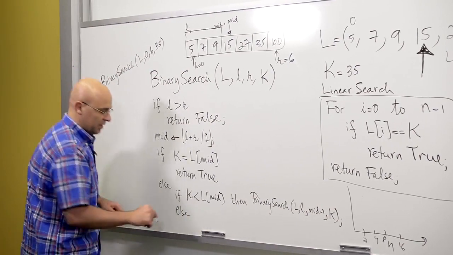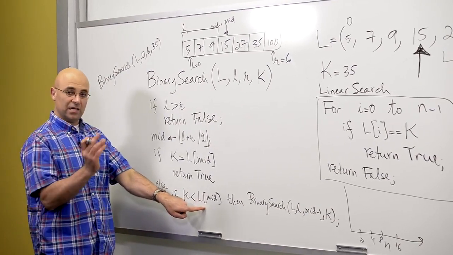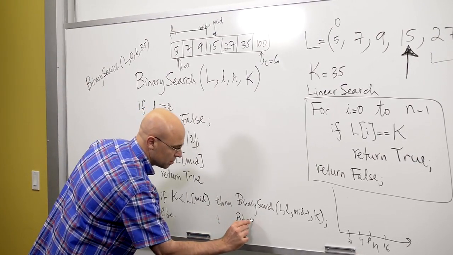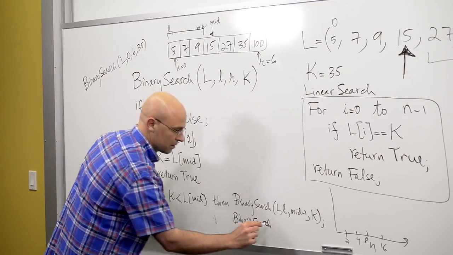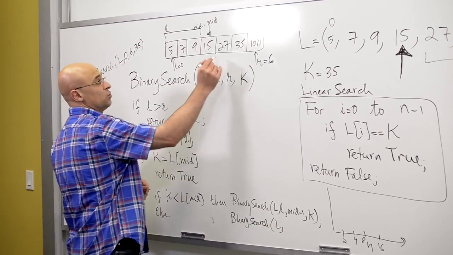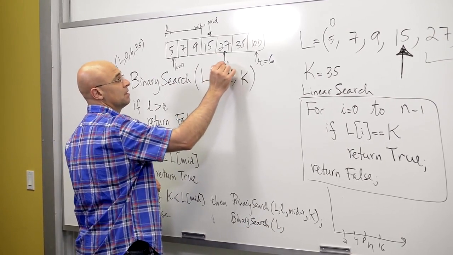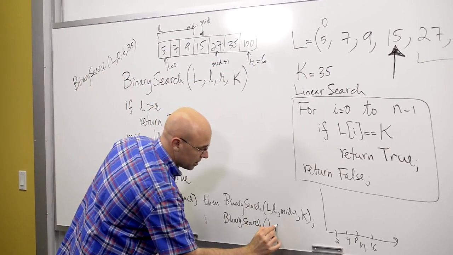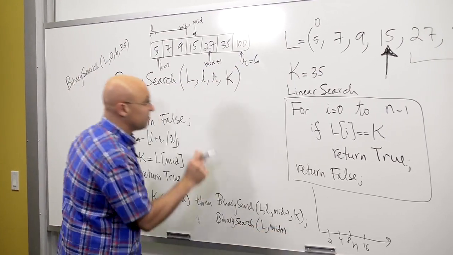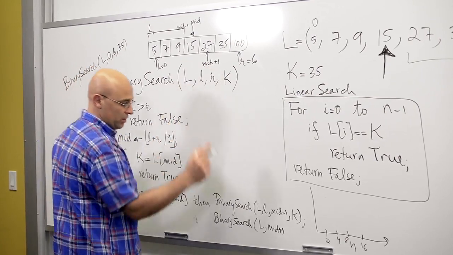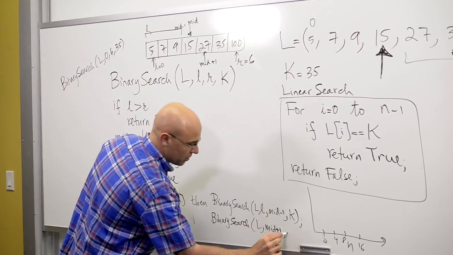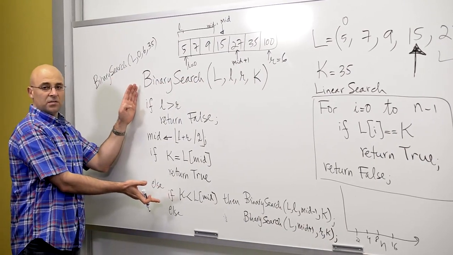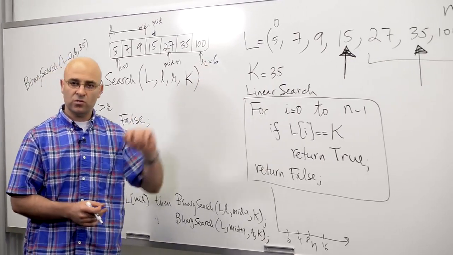Else, if k is greater than the value at the midpoint, then I can do binary search, but now I need to do it on this part here. So it's from mid plus 1, right, to R. So the left boundary is the entry next to the midpoint, which is at mid plus 1, all the way to R, and I'm looking for k. Okay? So this is the algorithm that will do this binary search on this list.